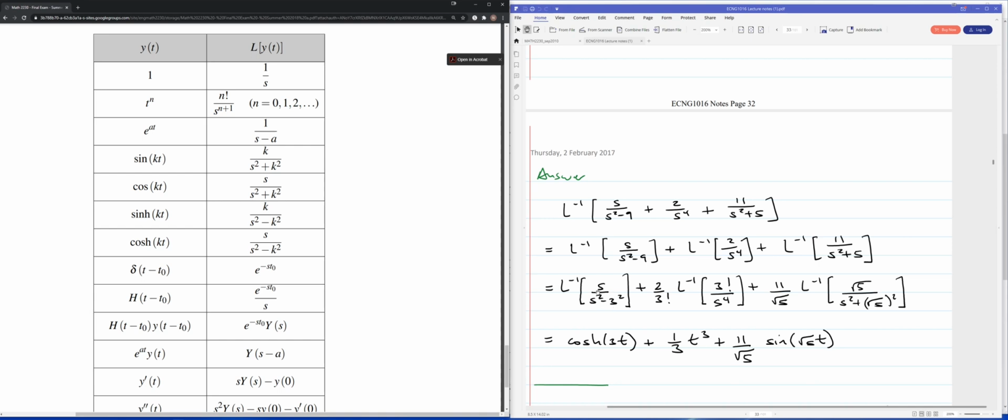Okay, so that's this piece over here. Notice this piece just came from the table. And now the remaining two are also going to come from the table, but you'll need to adjust the constants a little bit, right?